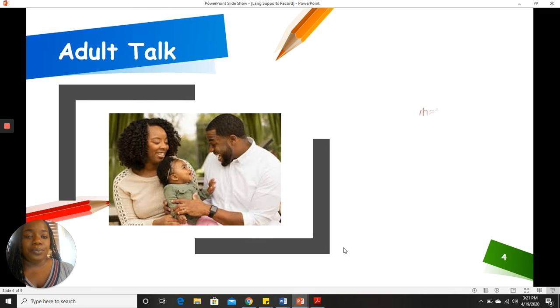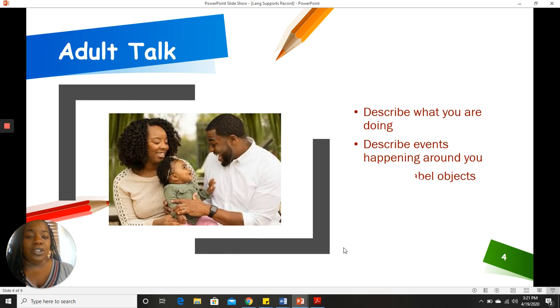So, adult talk. Adult talk is describing events that are happening around you and verbally labeling objects. In describing what you're doing, as you're doing something in the home with your child, even without your child, you're describing your actions. They're hearing that language and they're making the connections between what you're doing and the vocabulary and the words that you're using. So describe what you're doing.